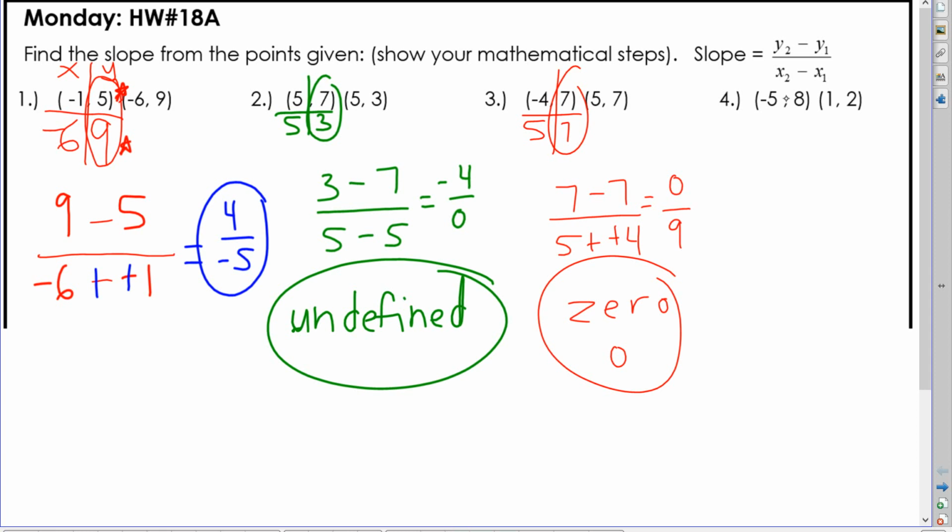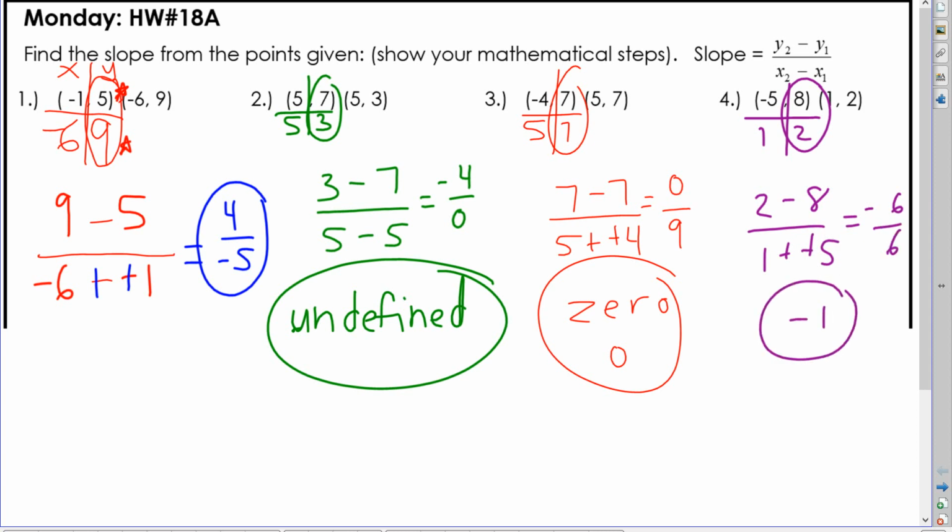And then our final question here has y values of 8 and 2, and x values of -5 and 1. So 2 minus 8 over 1 minus a -5 is going to give me -6 over 6, which results in the integer -1 when I reduce it. So try the 4 questions on your homework sheet, and go back and watch me as I solve these if you need some extra assistance.